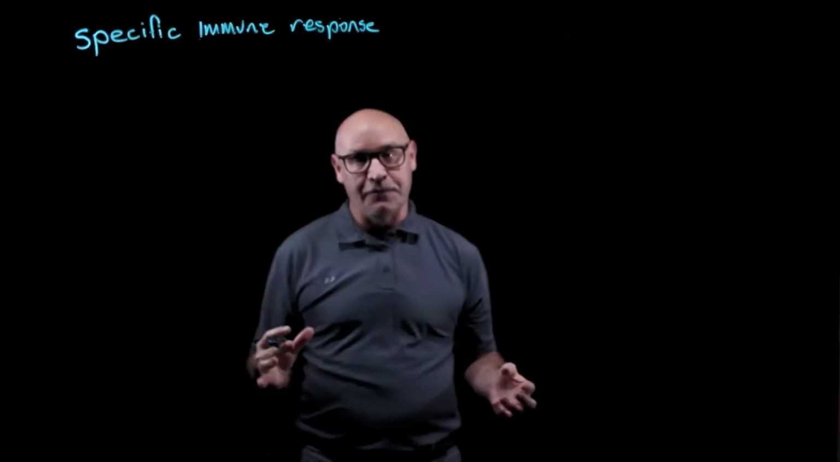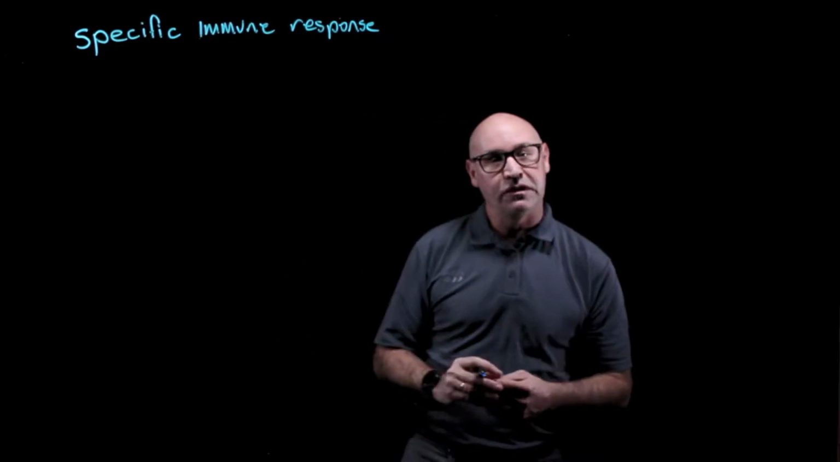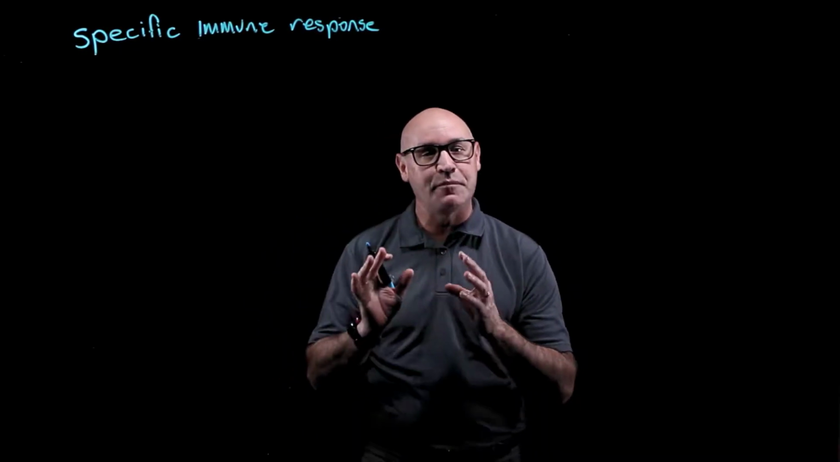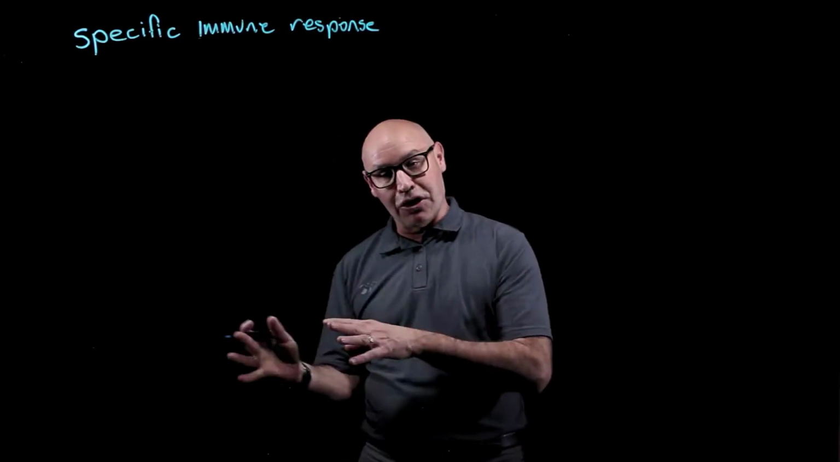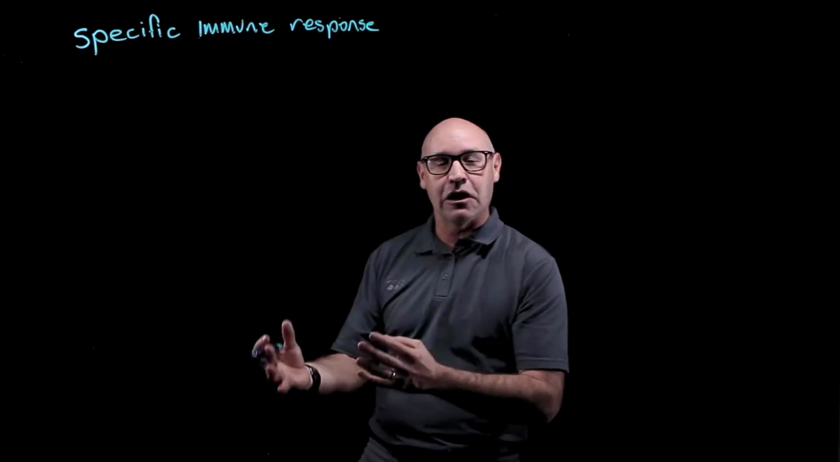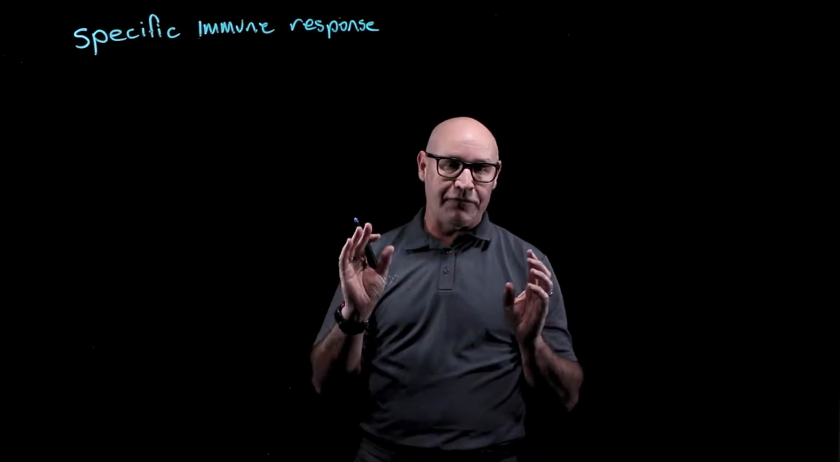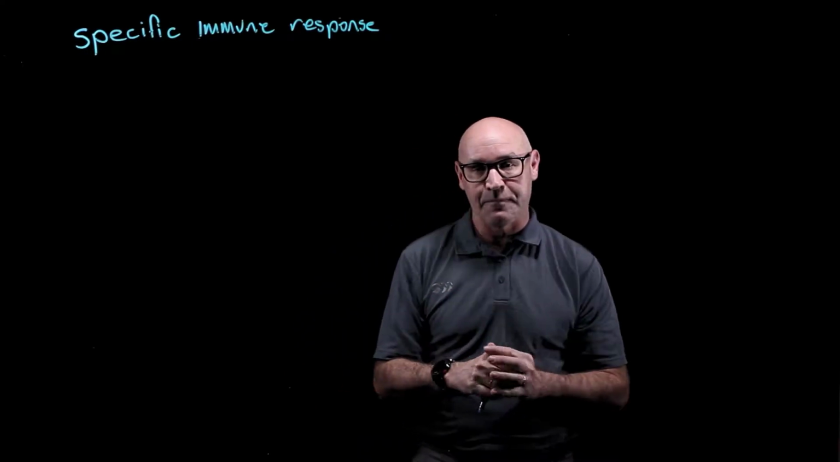The third line of defense is the specific immunity. It's called specific because it's specific to a particular type of pathogen. It's the third line of defense because it's the slowest one to really get started. But gee, it's so effective because it's so specific.